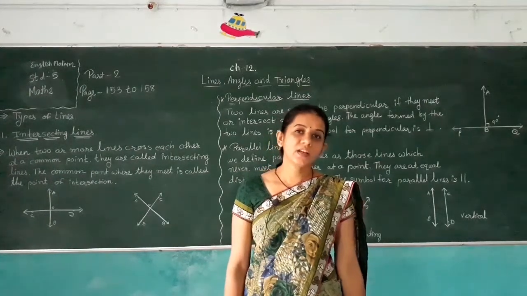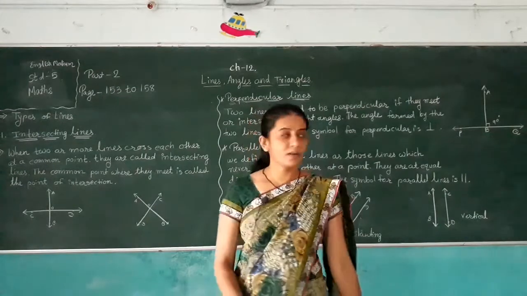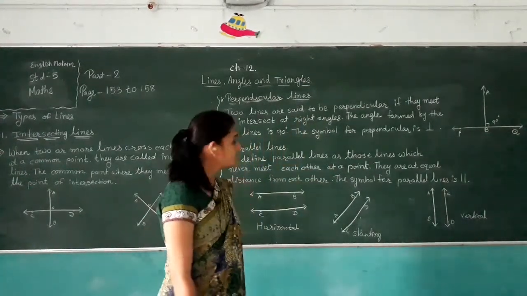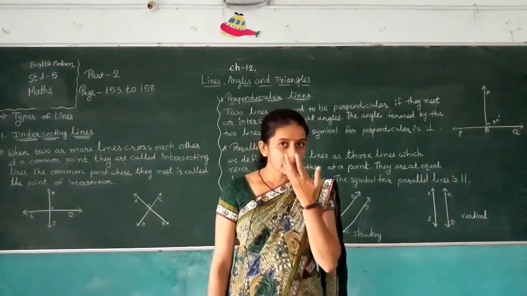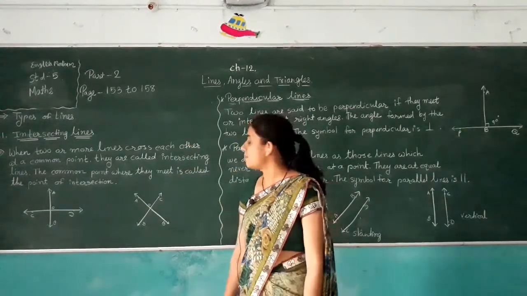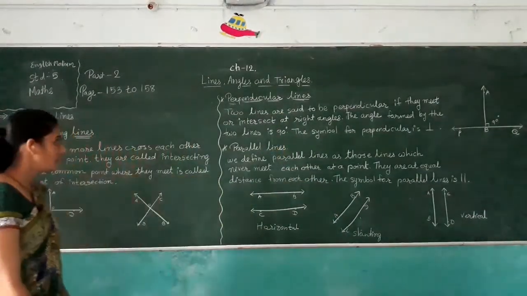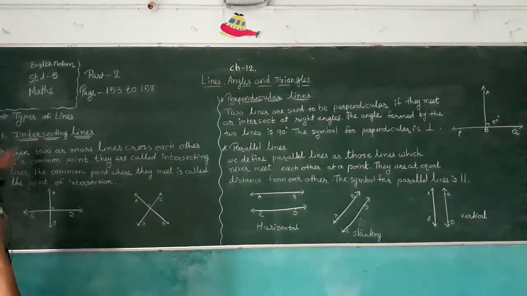Children, let's learn maths, chapter number 12: Lines, Angles and Triangles. In the previous video, I explained some topics and exercise 12.1. Today I am introducing a new topic: types of lines.